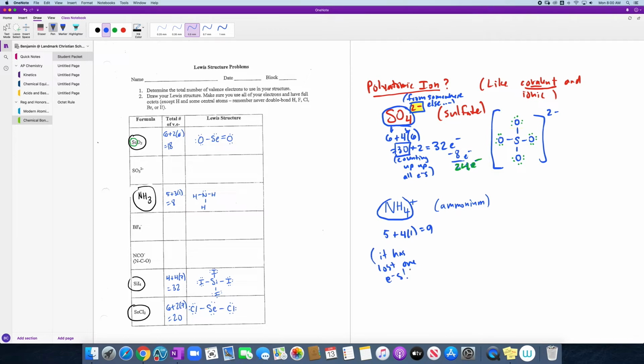And so we need to update the total number right here. It's lost an electron at some point. So ammonium has 8 valence electrons. It's very different than sulfate.